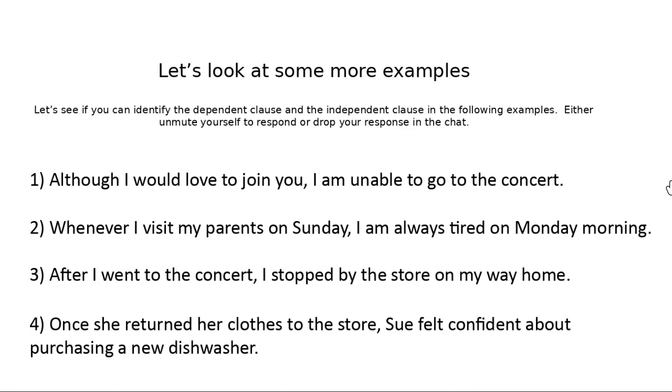So whenever I visit my parents on Sunday, that is, I need to know more, right? Well, what happens? I'm always tired on Monday. Well, that could stand alone by itself. So that is an independent clause. I am always tired on Monday is independent. Whenever I visit my parents on Sunday is dependent. And you combine the two in order to make a complete sentence. Great job. You guys are really picking up on this.